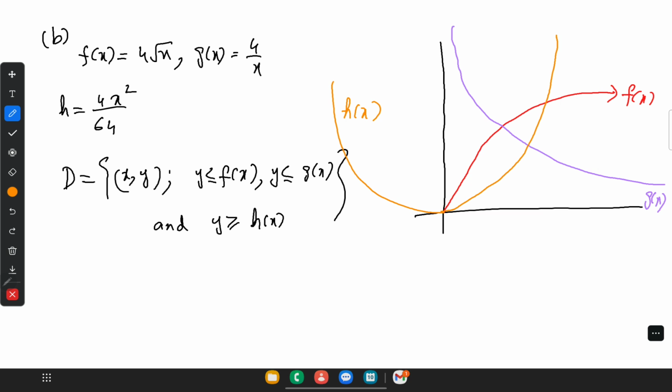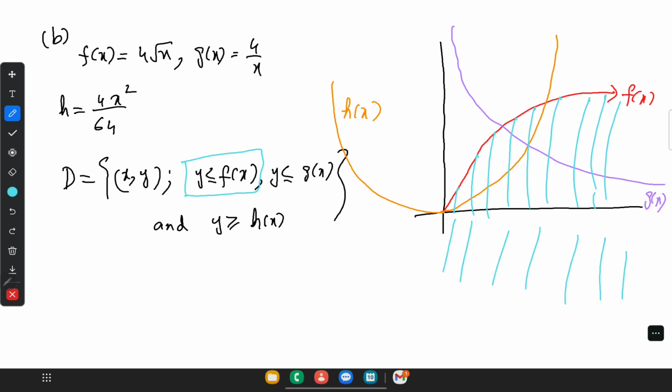So again, y is less than or equal to f of x. That means when y is less than or equal to f of x, our region is below the curve f of x. So everything below the curve f of x is this. And this as well.